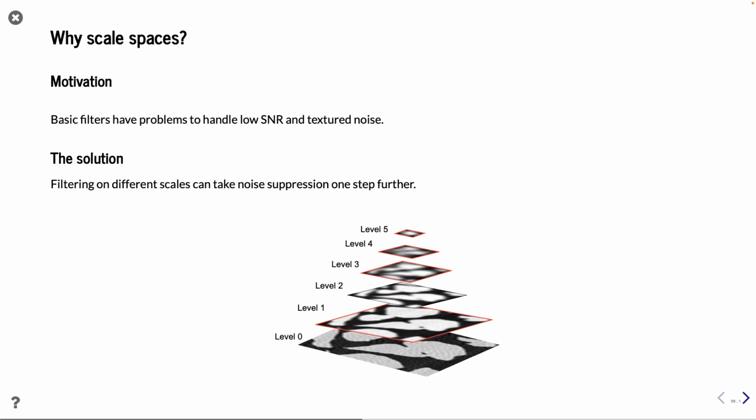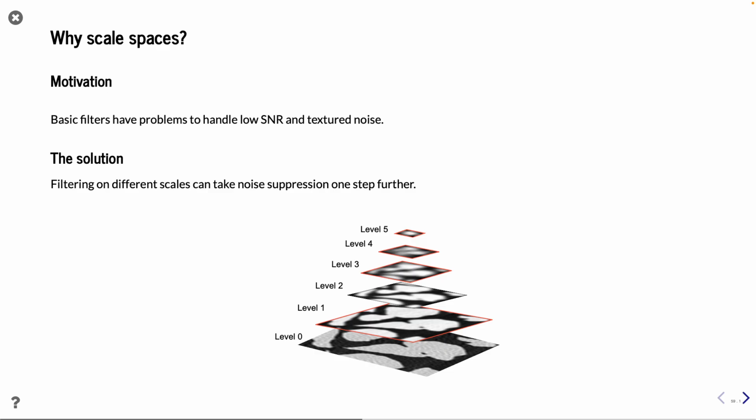Now I'm stepping up to a different kind. Actually, now it's going back to noise reduction, but we saw that we got blurring from the convolution filters and the median filters, which we don't want. So a new approach is to work with scale spaces, which means that you downsample your image to different scales and do some filtering on each scale. That can be helpful when you have textured noise, for example, because to get rid of textured noise you need such large convolution kernels, and then you would destroy the information.